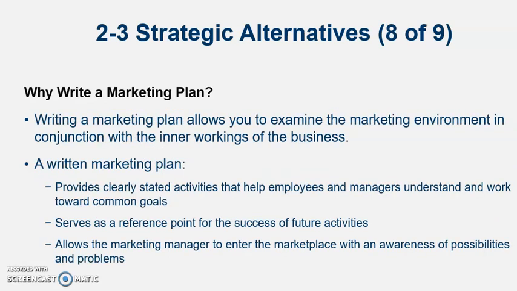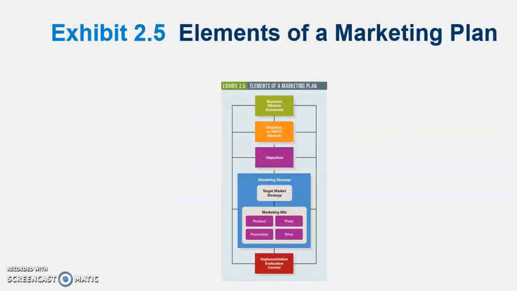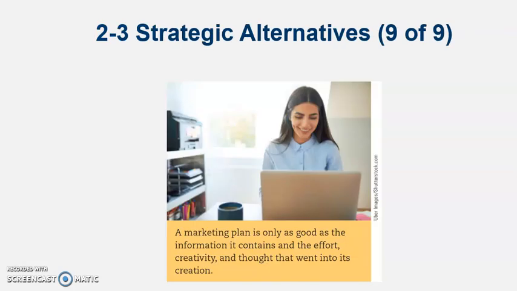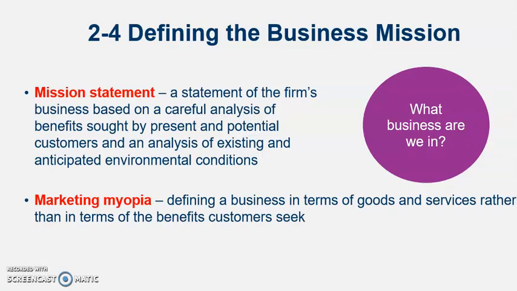Why write this? Well, it allows you to examine the marketing environment in conjunction with the inner workings of the business. A written marketing plan provides clearly stated activities that help employees and managers understand and work toward common goals, serves as a reference point for success of future activities, and allows the marketing manager to enter the marketplace with an awareness of possibilities and problems. Exhibit 2.5 will show you the elements of the marketing plan. The plan is only as good as the information it contains and the effort, creativity, and thought that goes into it.